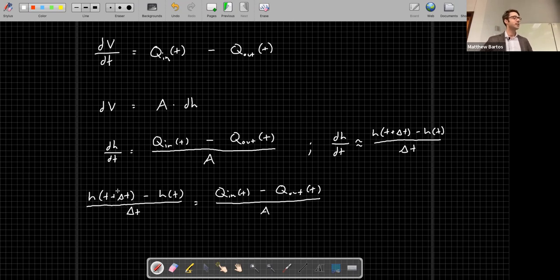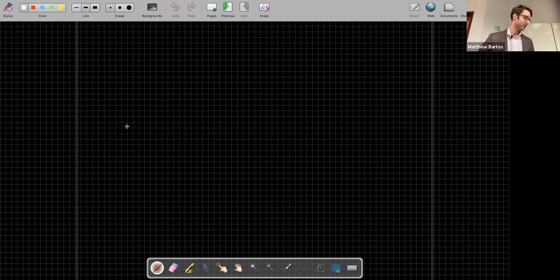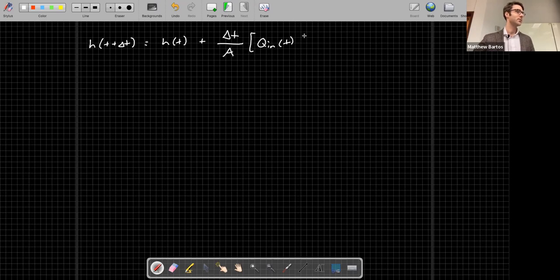Exactly. So we can take this h at time t plus delta t and isolate it on the left-hand side. Then if we know the depth at the previous time step, we can compute the depth at each incremental next time step. So let's write this equation out. The depth at time t plus delta t is equal to the depth at time t plus, rearranging our previous expression, delta t over A, which we're just going to assume is constant right now, times the inflow minus the outflow, or Q in of t minus Q out of t.